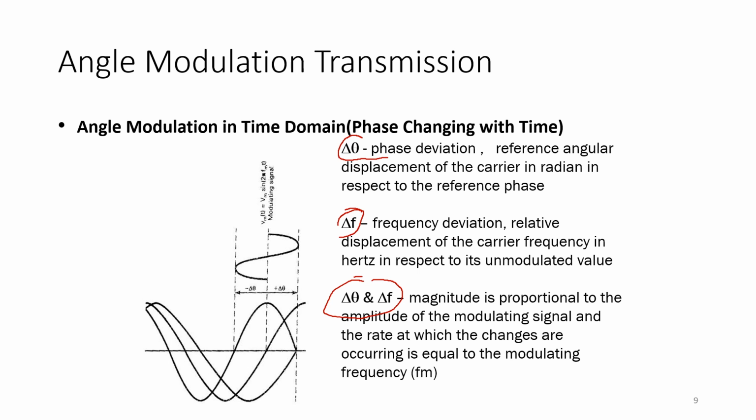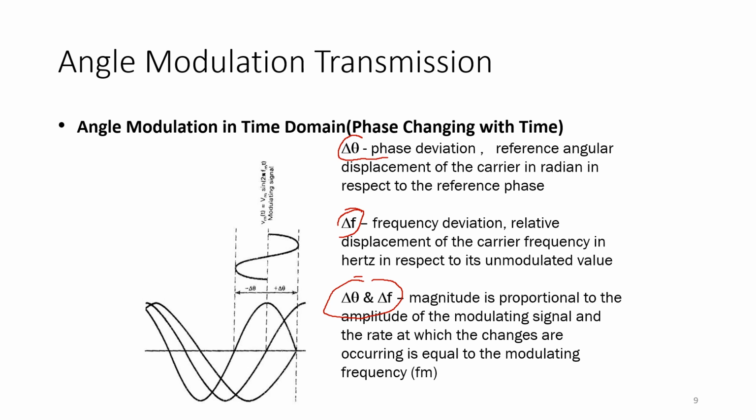Just like in AM, your carrier is being varied in accordance to the amplitude of your modulating signal. So likewise here, the phase deviation and the frequency deviation is proportional to the amplitude of the modulating signal. Okay, so the theta, the phase angle of the carrier, is changing proportional to the amplitude of the modulating signal. That is your VMT.